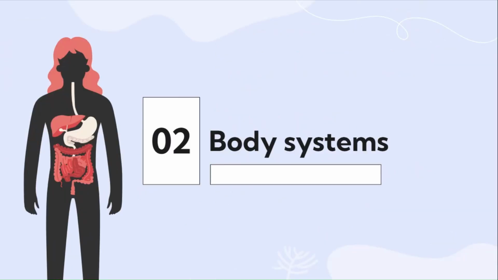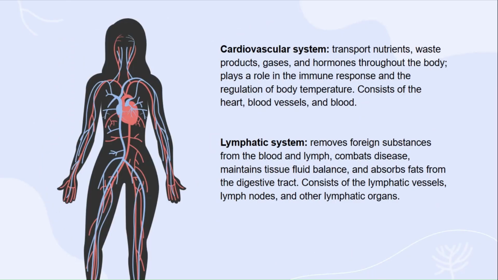Okay, next, body systems. First, we'll be going over the cardiovascular system. The cardiovascular system transports nutrients, waste products, gases, and hormones throughout the body. It plays a role in the immune response and in the regulation of body temperature, and it consists of the heart, blood vessels, and obviously blood. Next is the lymphatic system. The lymphatic system removes foreign substances from the blood and lymph, and it combats diseases, maintains tissue fluid balance, and absorbs fats from the digestive tract, and it consists of the lymphatic vessels, lymph nodes, and other lymphatic organs.